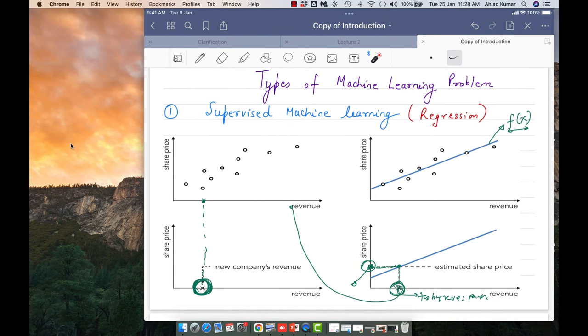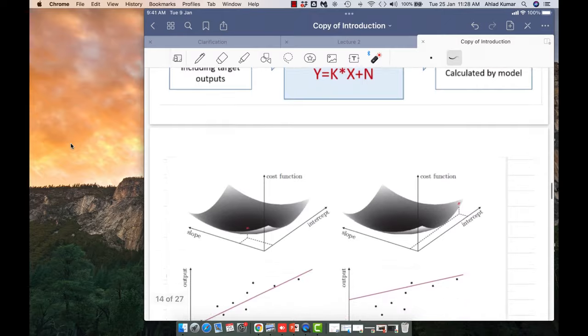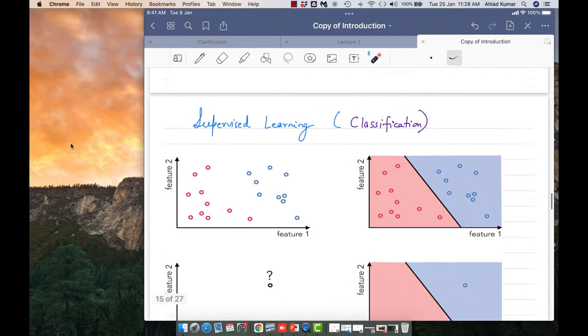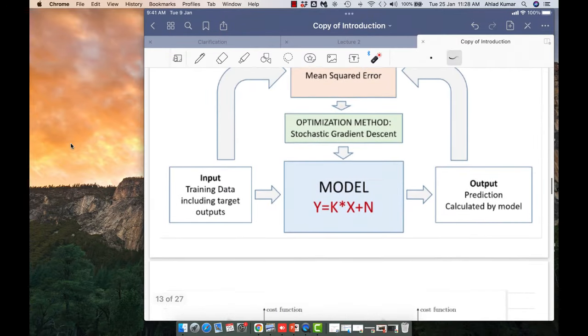Any questions here related to this? Okay. I will not go into details of this here because this will be covered later on, otherwise it will confuse you.